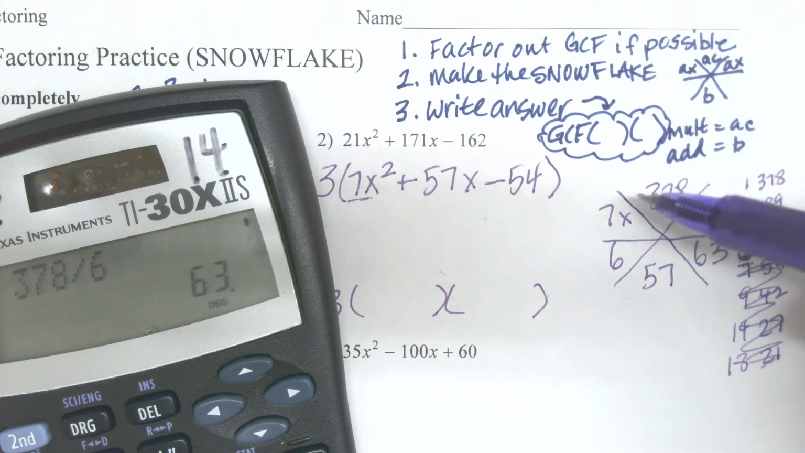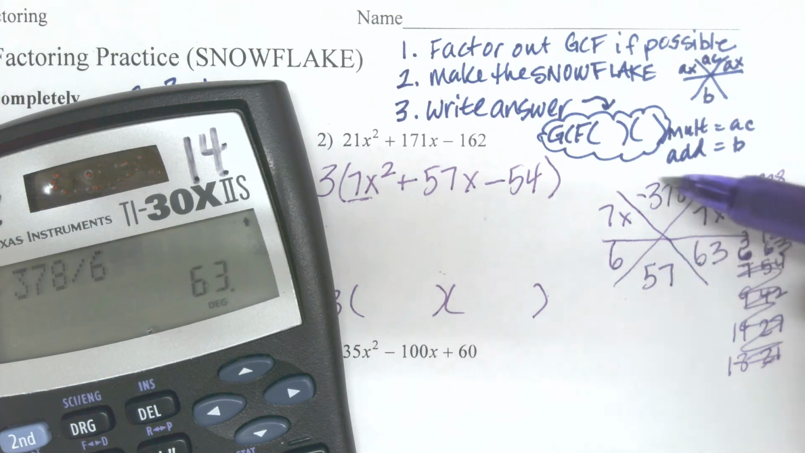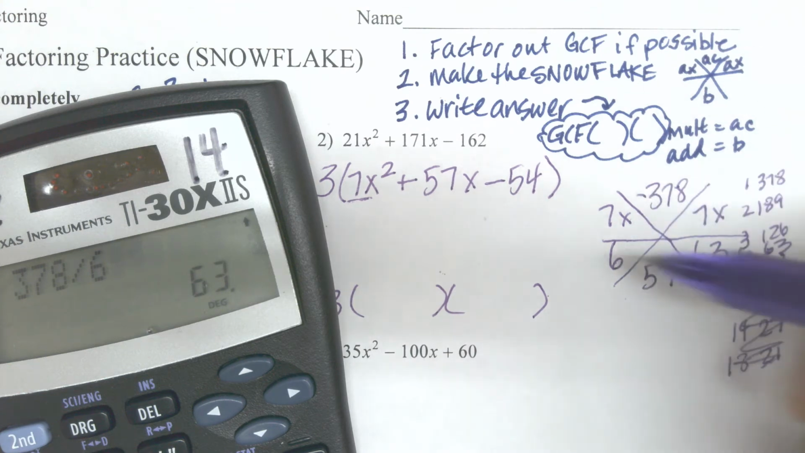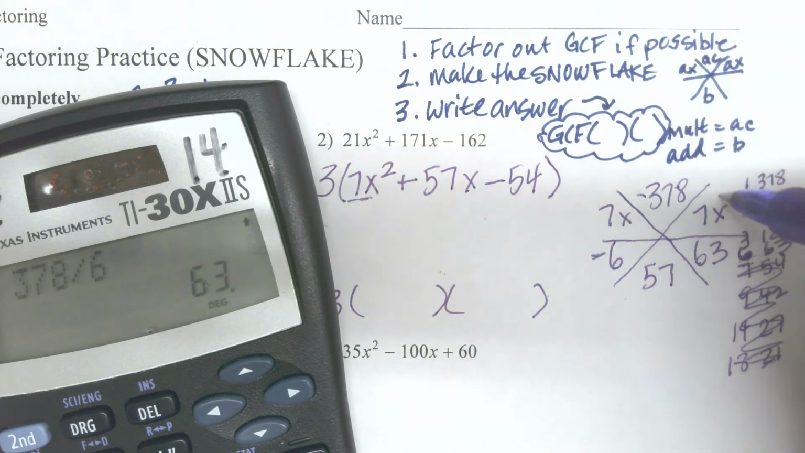Okay. So now I have to decide one of these is going to be positive and one of them is going to be negative because I need a negative product. And definitely the 6 is negative. Okay. Next thing I have to do is reduce this side here.